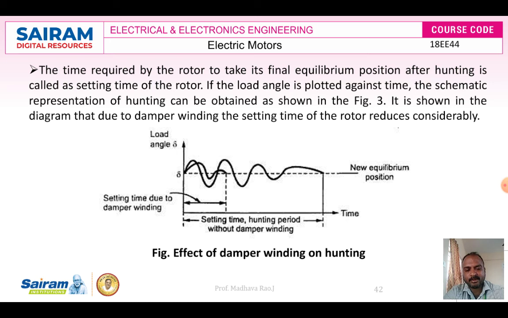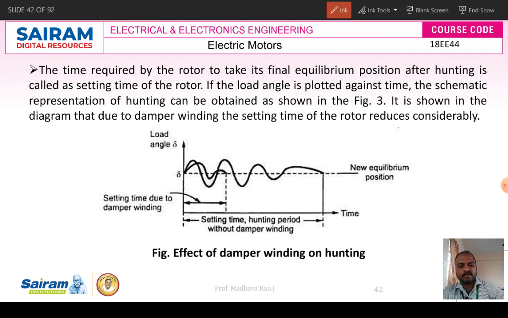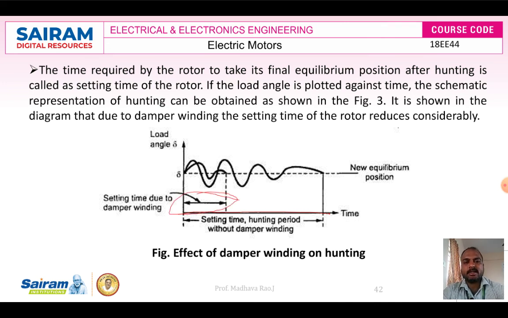By using these damper windings, we can reduce the settling time and also reduce the oscillations of the rotor, and we can also increase the efficiency of the synchronous motor. The figure shows that due to damper winding the settling time of the rotor is reduced considerably. Without damper winding it takes this much time, with damper winding the settling time is this much. This is about the effect of damper winding on hunting.